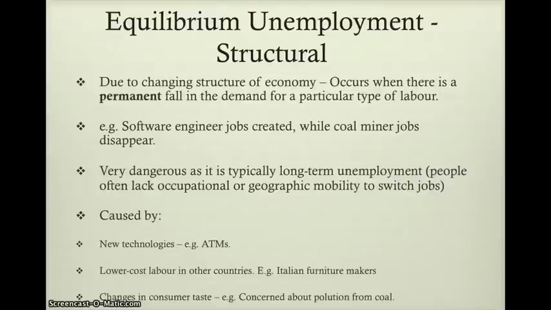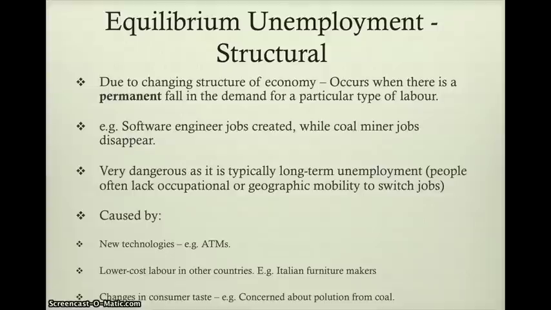Okay, so let's move to the most important form of equilibrium unemployment, structural. This is due to the changing structure of an economy, of course, and this occurs when there is a permanent fall in the demand for a particular type of labor. For example, in a growing economy, there might be more software engineer jobs, while coal miner jobs might disappear and move to other countries where labor is cheaper.